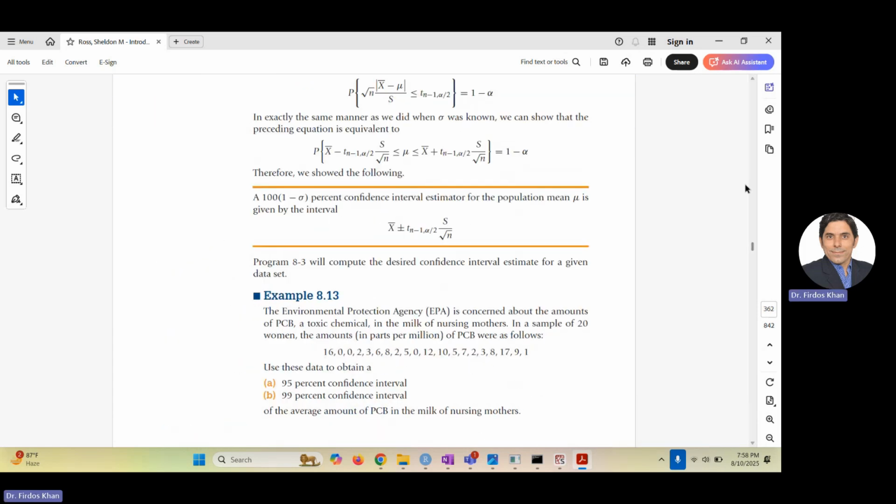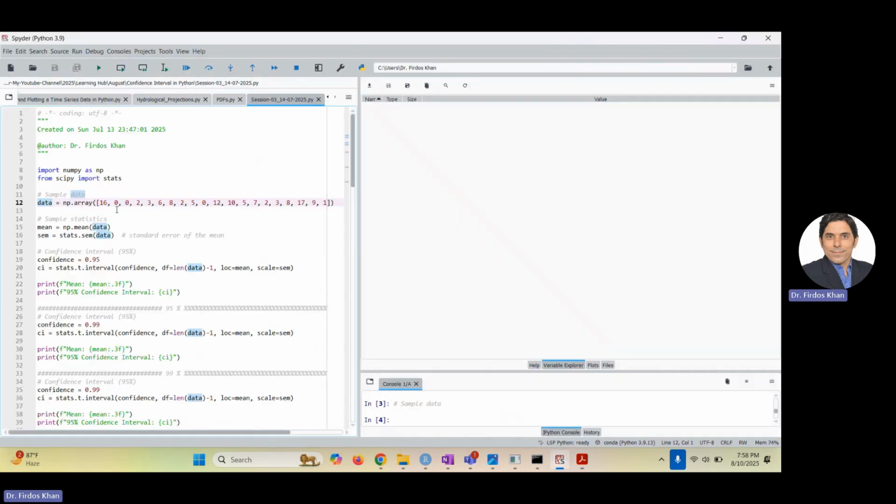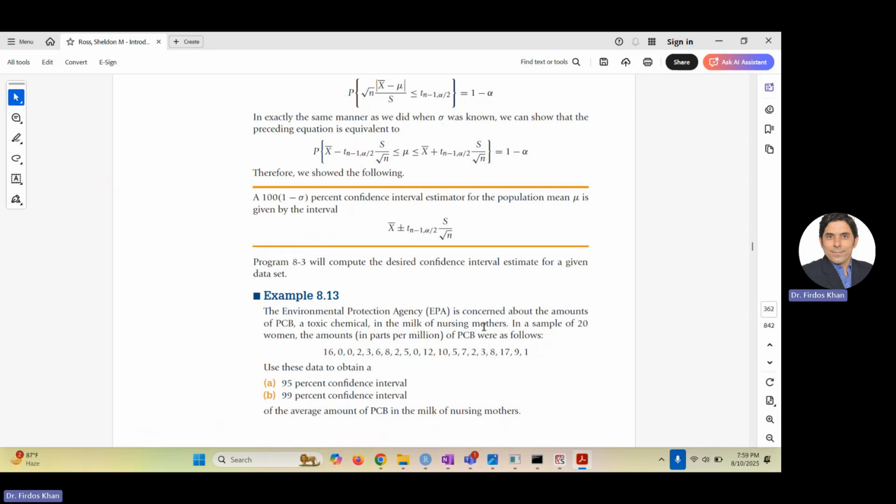Okay, I took this example from the book. Yeah, this is the example, I think. So let's see the data. Okay, this is the example. You can see this example is taken from this book.